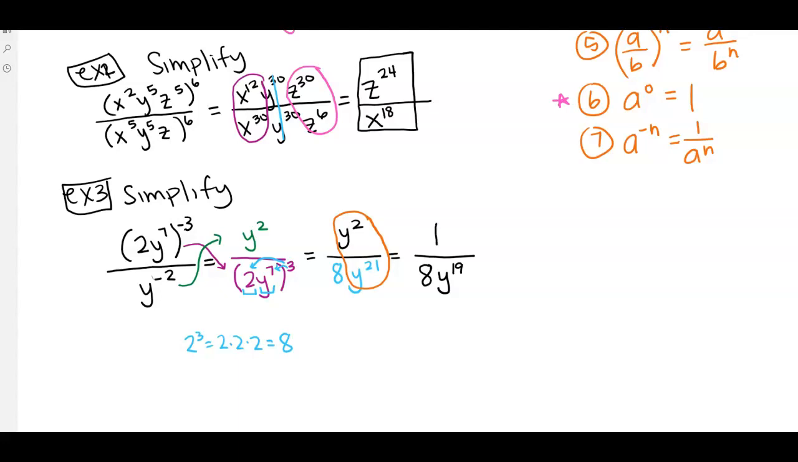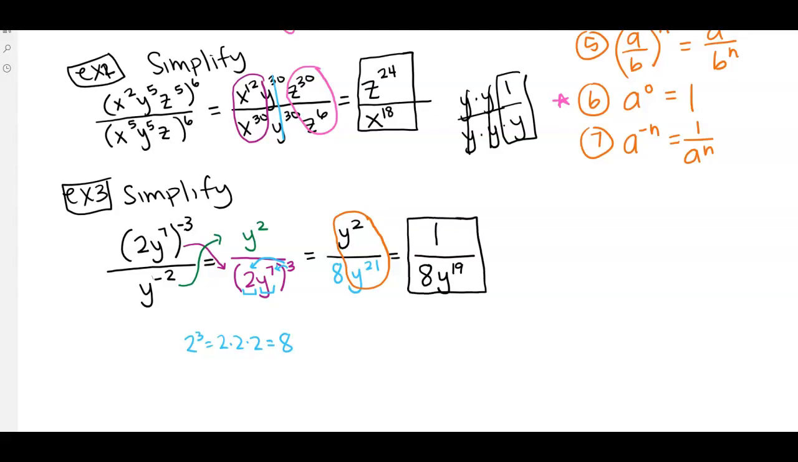And then there's nothing left on top, but it's not a 0 that's on top. It's a 1 that's on top. Because I don't want to write out 21 of these, but if I had y times y on the top, and then y times y times y on the bottom, you can see I'm still left with 1 over y. So there's still a 1 left on the top, and I've got to keep that 1, because that's not the same thing as 8y to the 19th. It's 1 over 8y to the 19th.